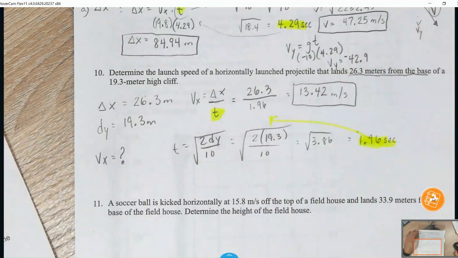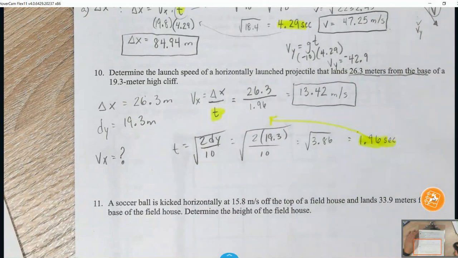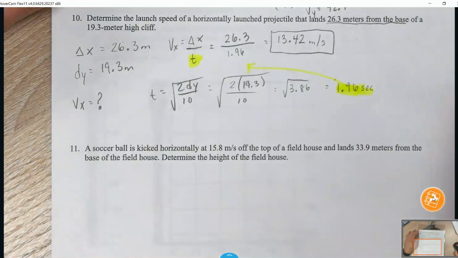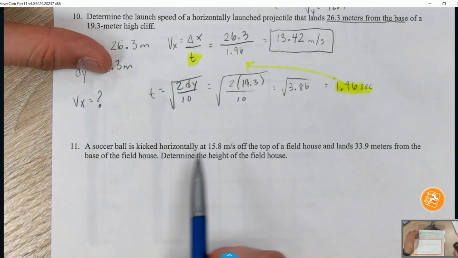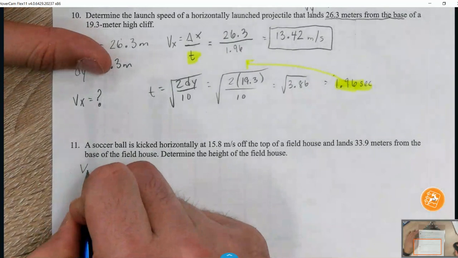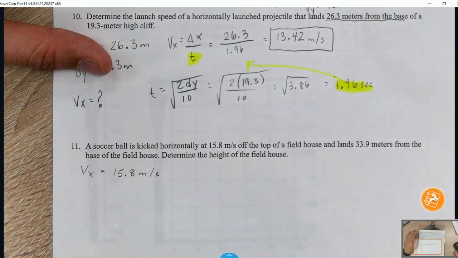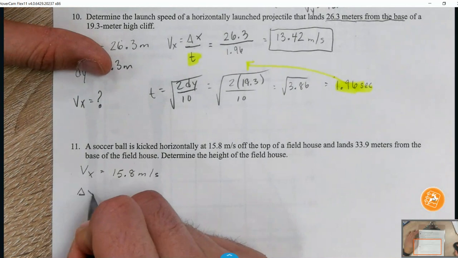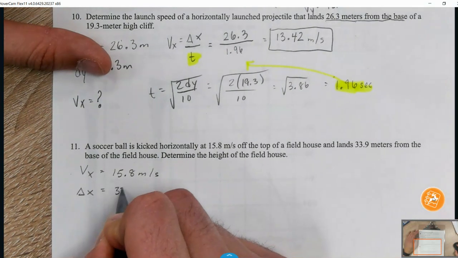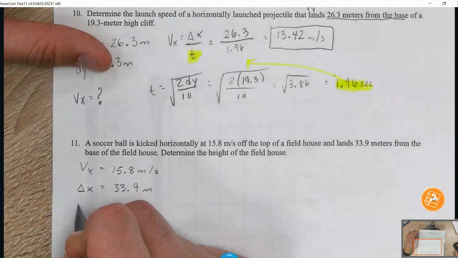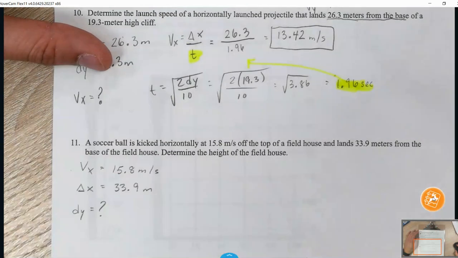That's a normal type problem. 9 was multiple steps, so it was kind of a pain because they asked you for several different things. But for the most part, this would be the type of problem you guys are going to be looking at. Horizontally kicked ball at 15 meters per second. That would be your Vx. On top of the field house, and it lands 33.9 meters away from the base. So that's delta x. They want dy. They want to know the height.